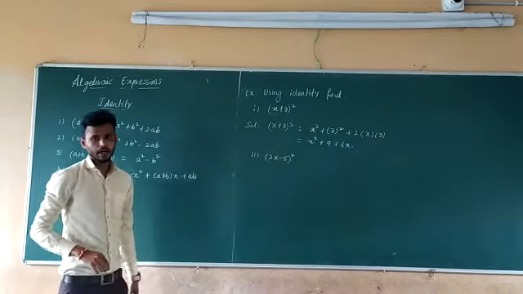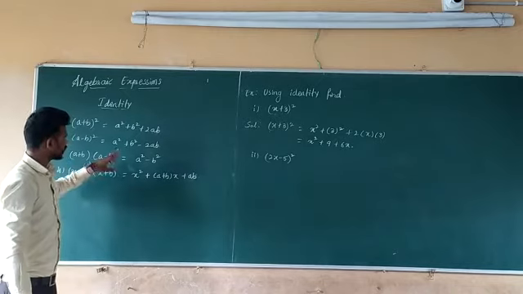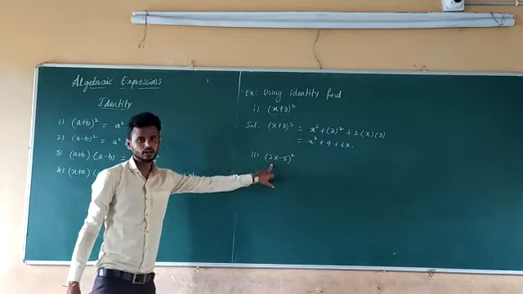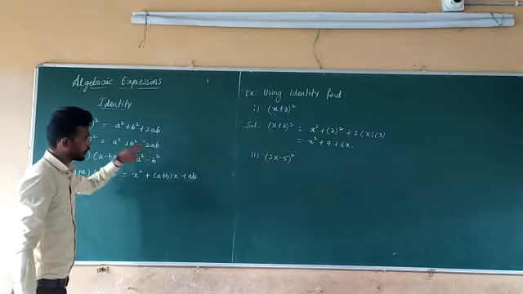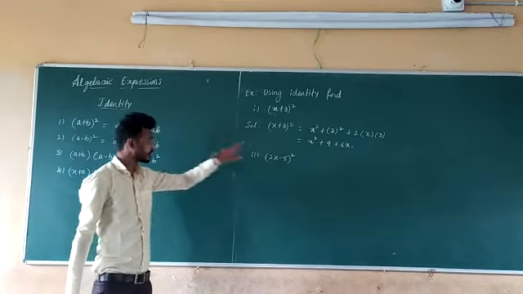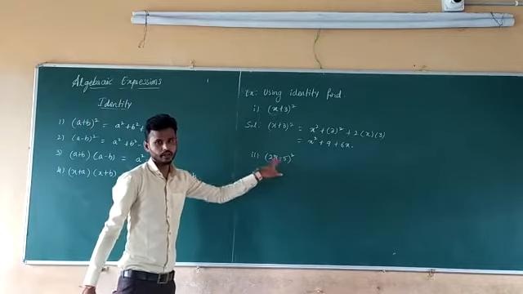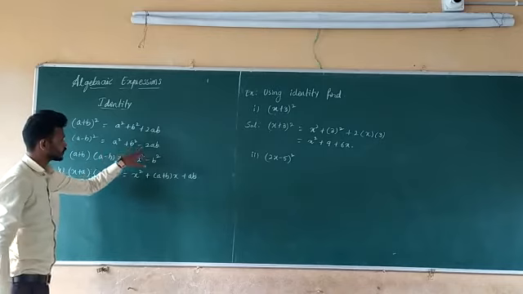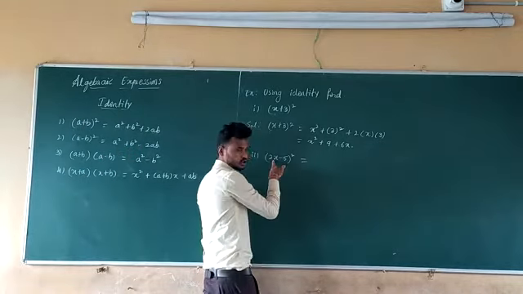(2x - 5) square. Which identity is this of the form? (a - b) whole square. In the place of a, 2x is there, and in the place of b, 5 is there. A means 2x, b means 5. And what is that identity? a square plus b square minus 2ab. So now a square, a means 2x.